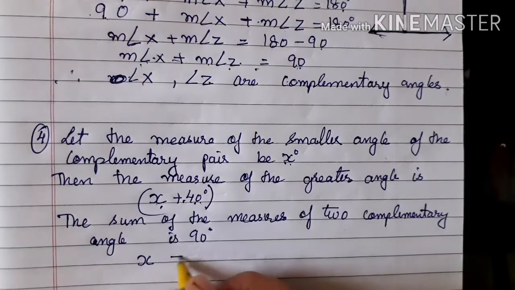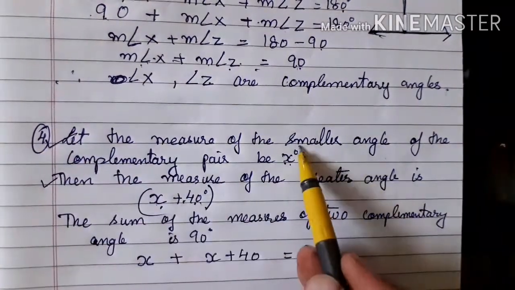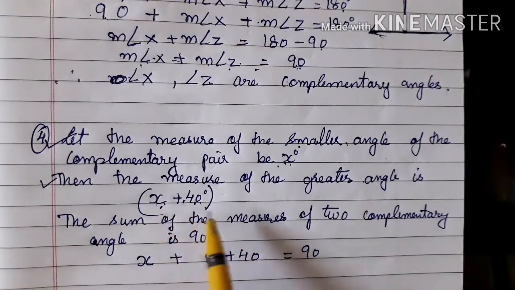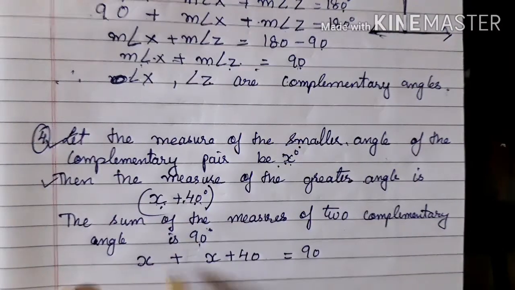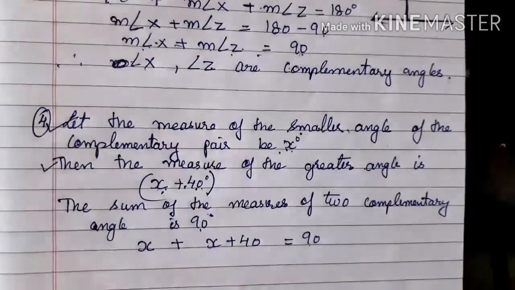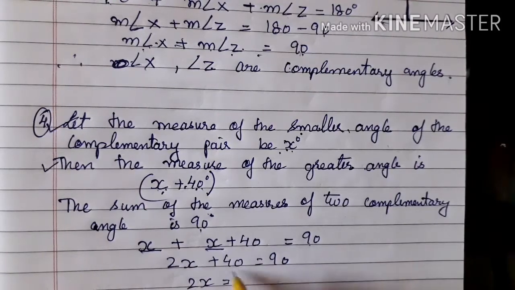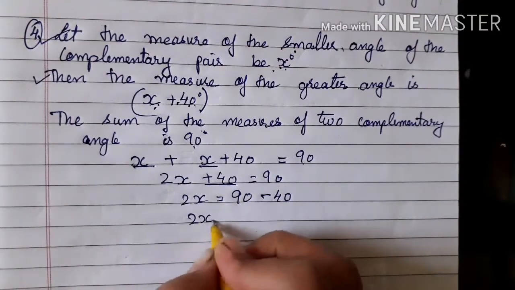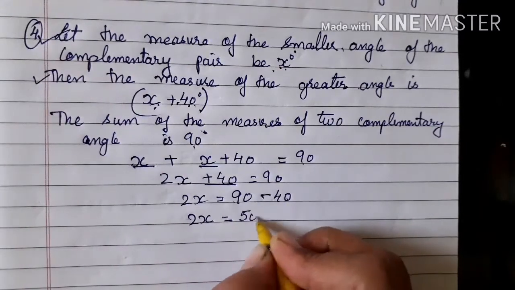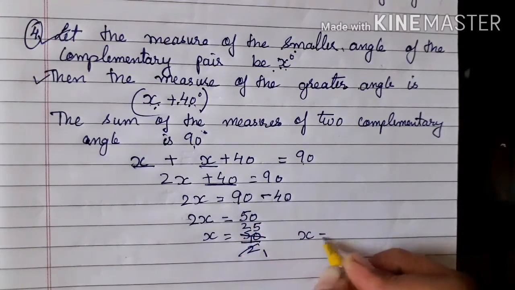Now place the values: the smaller angle plus the bigger angle is equal to 90 degrees. First we show the smaller angle is X, the greater angle is this much, and the sum is going to be 90. You have to write it in sentence form in order to form this kind of equation. So after writing this, what is the answer going to be? X plus X is 2X plus 40 is equal to 90. So 2X is equal to 90 minus 40, since the 40 changes its side and changes its sign. After subtracting, you will get 50. So X is equal to 50 upon 2: 2 ones are 2, 2 twos are 4, 2 fives are 10. X is equal to 25.